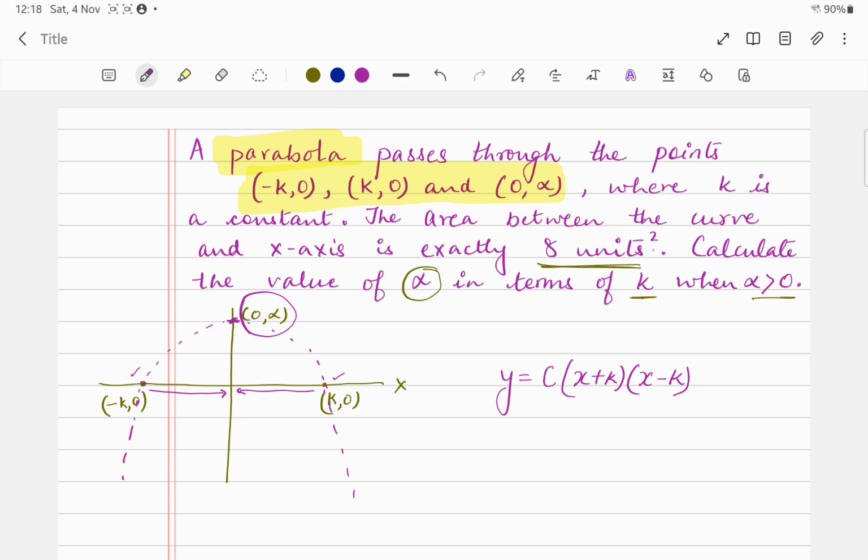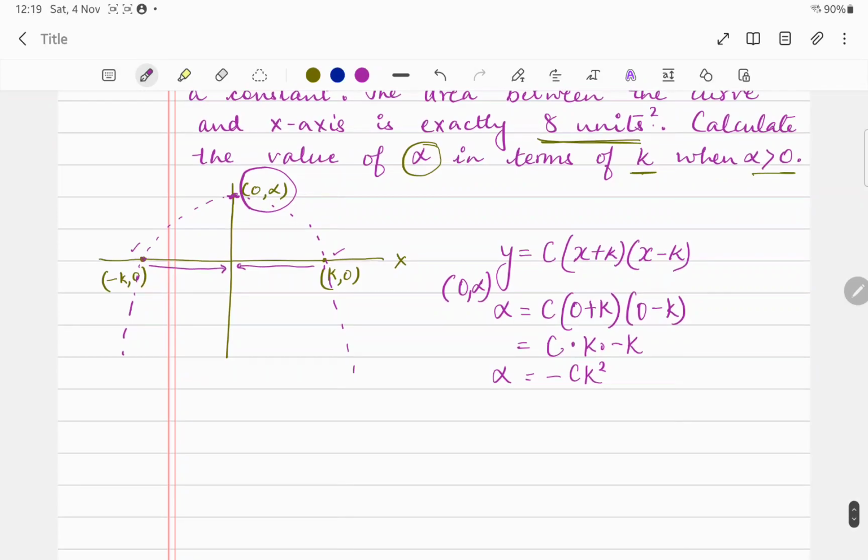So what we can do is, since the equation passes through the point (0, alpha), we can write alpha equals c, which we don't know yet, times (0 plus k) and (0 minus k). So this gives c times k times minus k, which is minus c k squared, and that equals alpha. So c equals alpha over minus k squared.